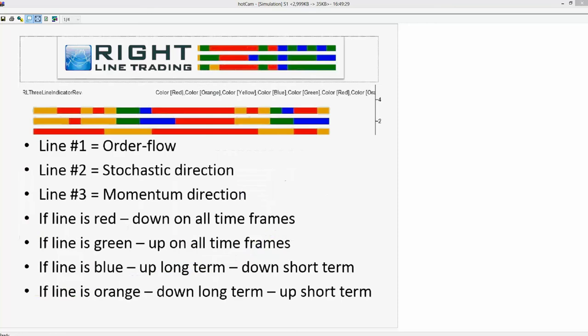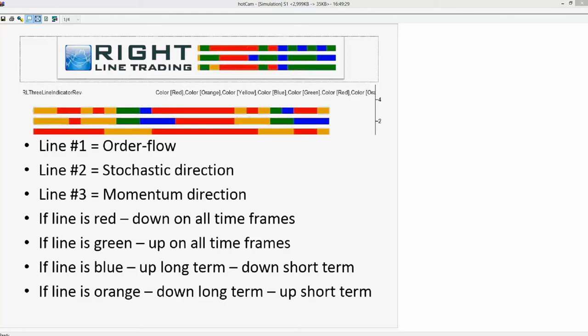Then we looked at the 3 indicators we believe are the most important in trading. The first is order flow, the second is stochastic, and the third is momentum. So we wanted to create an easy way to look at these 3 parameters, and also an easy way to look at these parameters on multiple time frames at the same time. So we created the 3-line indicator. Line 1 is order flow, line 2 is stochastic, and line 3 is momentum.